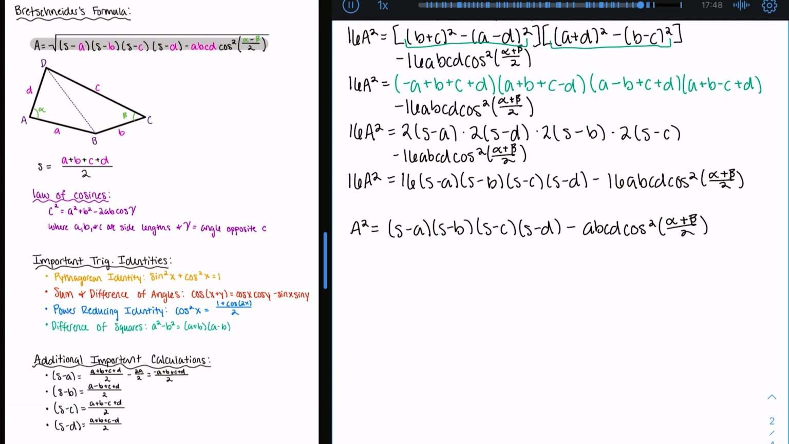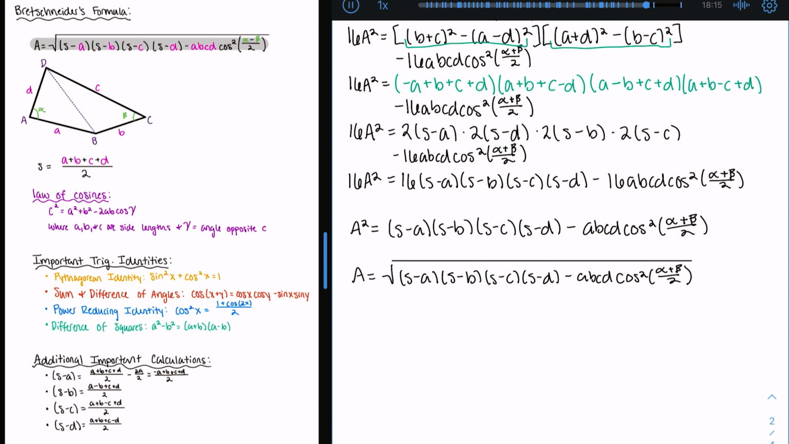And then finally, to get our formula, we just take the square root of everything. So we get A equals the square root of all of this. And we have exactly what the formula is. So we just derived Bretschneider's formula.